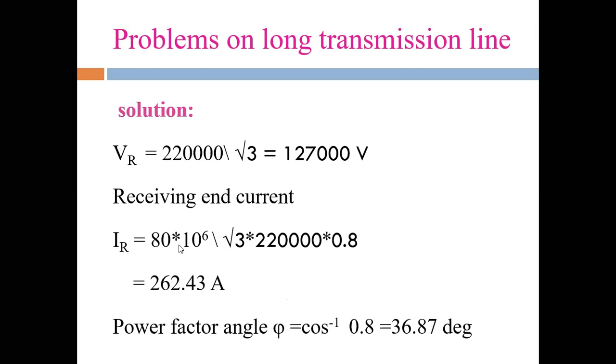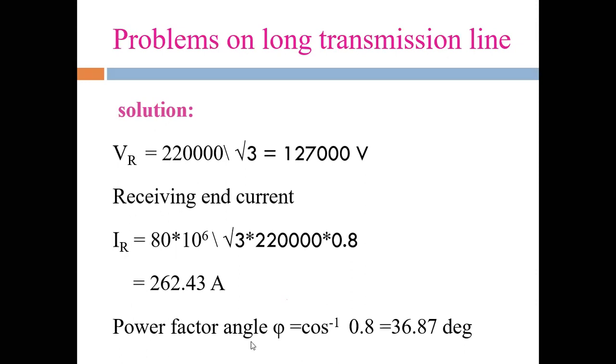IR is equal to P by root 3 VR cos phi, that is, P divided by root 3 times VR (phase) times cos phi. Then we calculate that IR is equal to 262.43 amperes. Okay, that is the receiving end current.